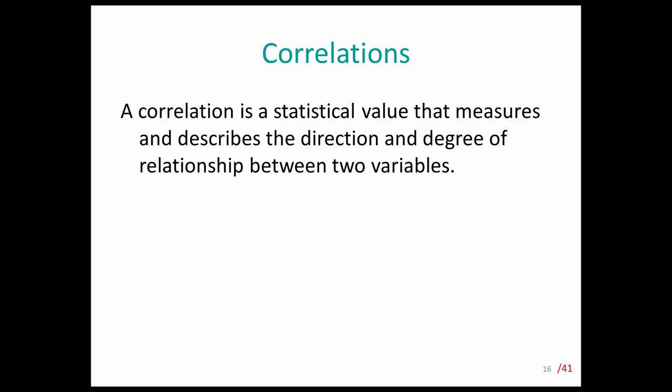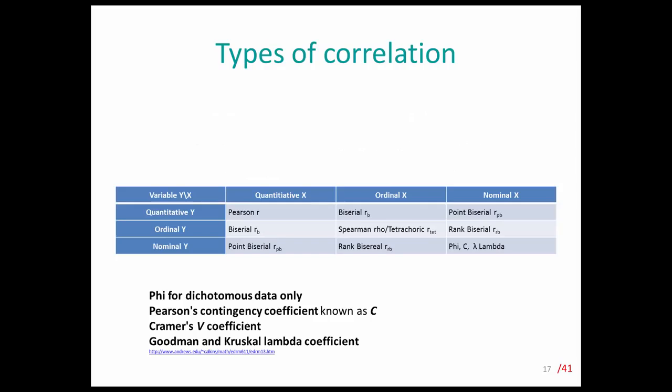Correlational research is a kind of research in which you measure the relationship between two or more variables, and the correlation is the statistical value that measures the direction and the degree of the relationship between those variables. But you have to know that we have different types of correlation coefficient depending on what kind of scale is used in each variable. So if both variables are numerical, you use Pearson correlation.